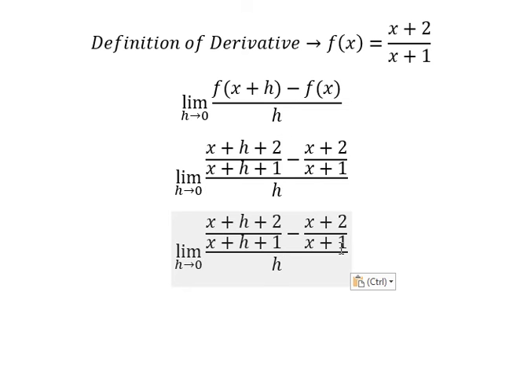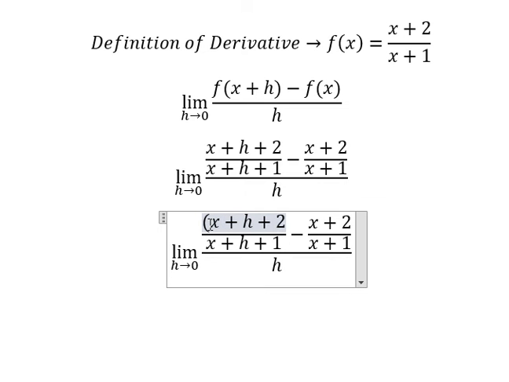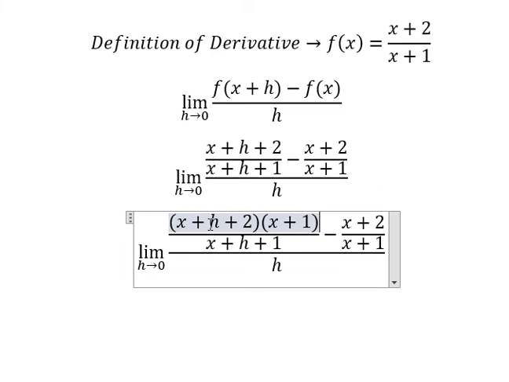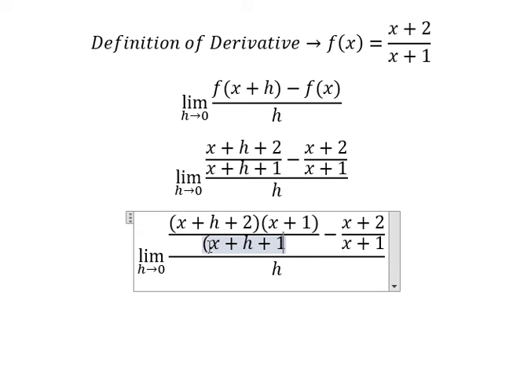Next, we do common denominator. So for this one, in here, we need to multiply by s plus 1 on numerator and denominator. About the second one, we multiply by this one.